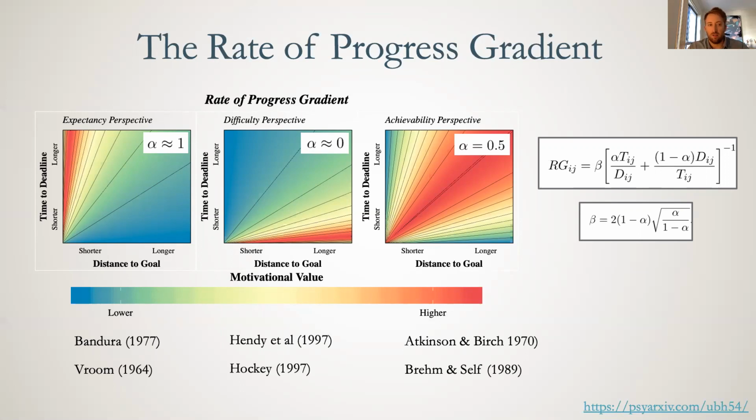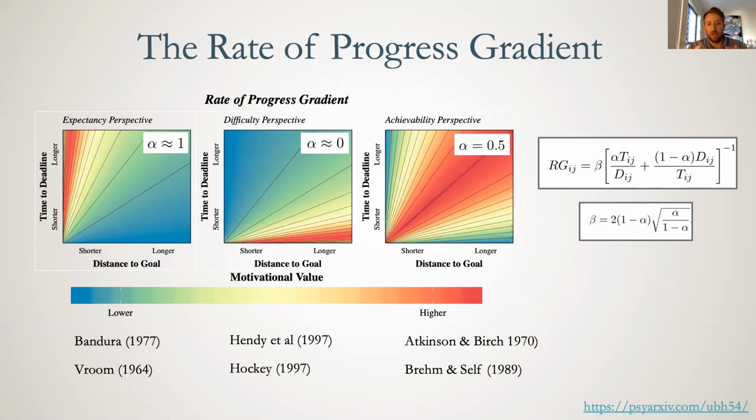Here there's also a conflict. On the one hand, you have what you might call the expectancy perspective. This is largely based on expected utility models of motivation that assume that motivation increases with the likelihood of achieving the goal. You're more motivated to pursue goals that you think are going to be easily achieved. And therefore, motivation reduces with the rate of progress that must be achieved. And so this is shown on the left here.